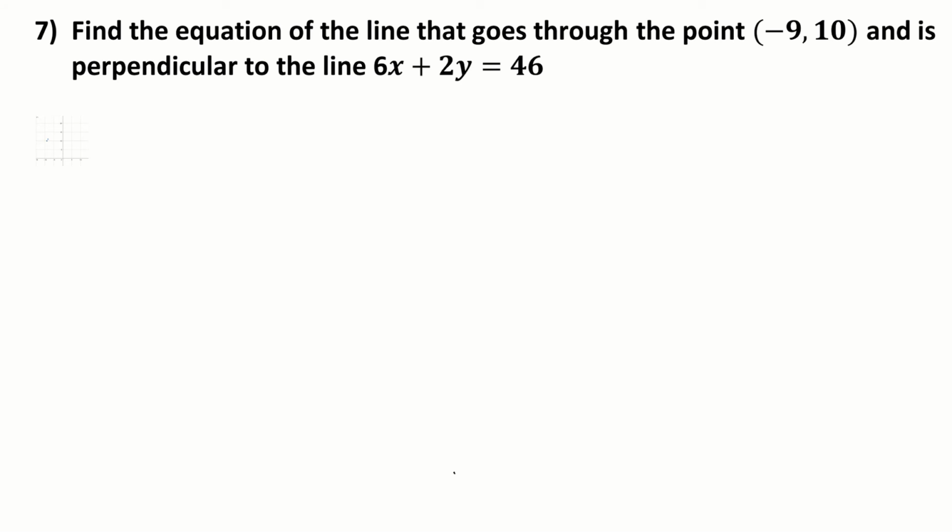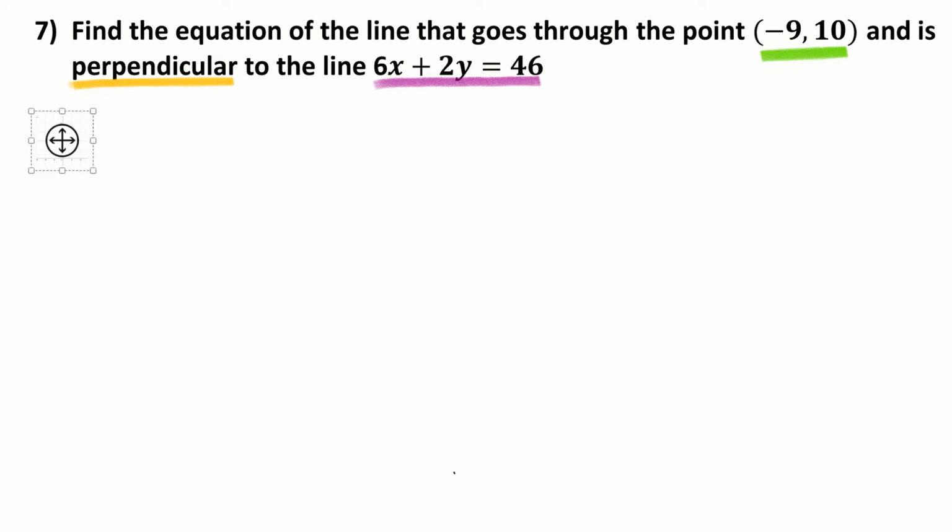So question 7 asks us to find the equation of a line, and this equation has to have two properties. One of the things that has to be true is that the equation of the line we find has to go through the point x is negative 9, y is 10. And the other thing that has to be true is that it has to make a right angle with, it has to be perpendicular to, the line 6x plus 2y is 46.